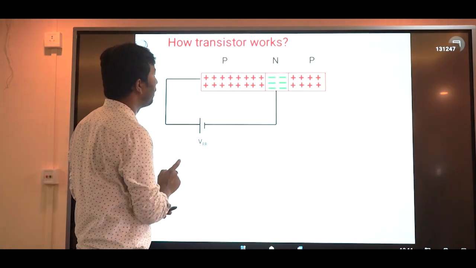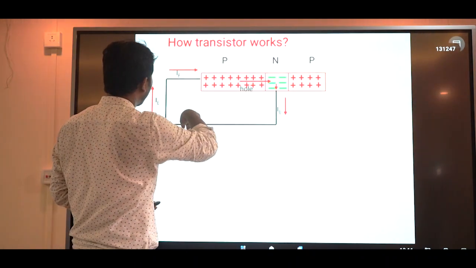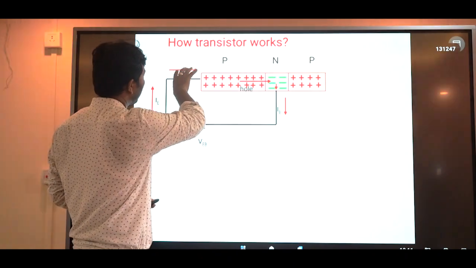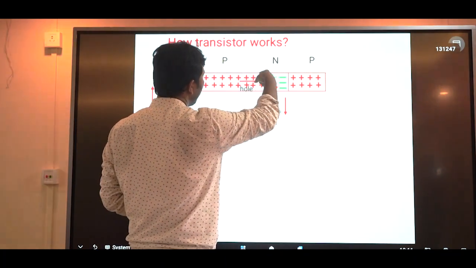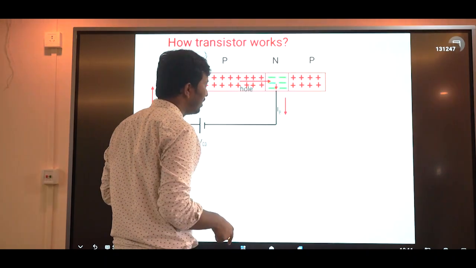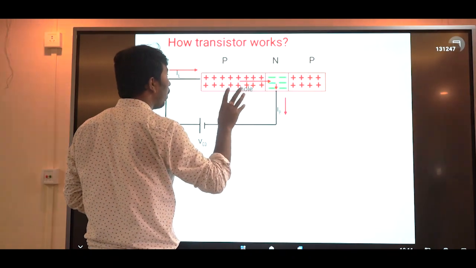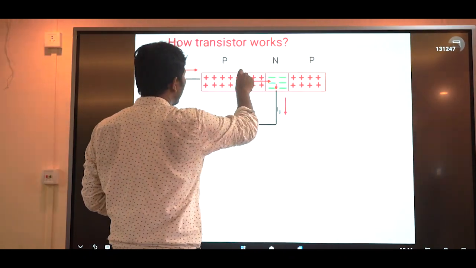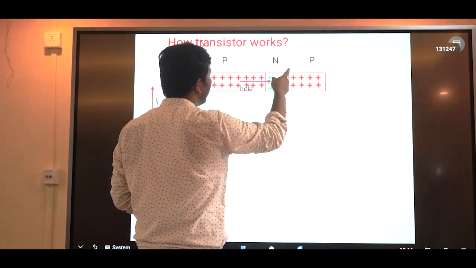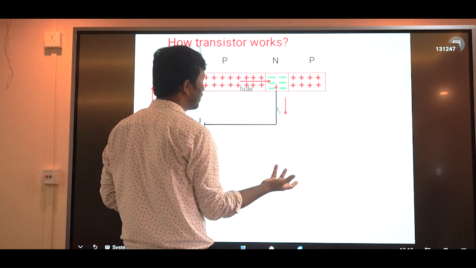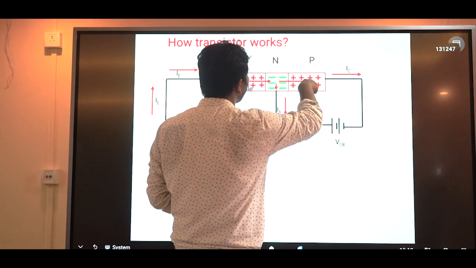This positive terminal of the battery will push holes towards N. So we will get this emitter current like this. The positive terminal of the battery will push those holes, and a certain amount of holes will recombine here in the N region. Due to this recombination, we will get a current which will be the base current. Only 2 to 5% of this majority carrier which is pushed from the emitter to the base will be recombined in the base region. The rest of the majority carriers will move towards this direction. So here it is also the positive terminal.